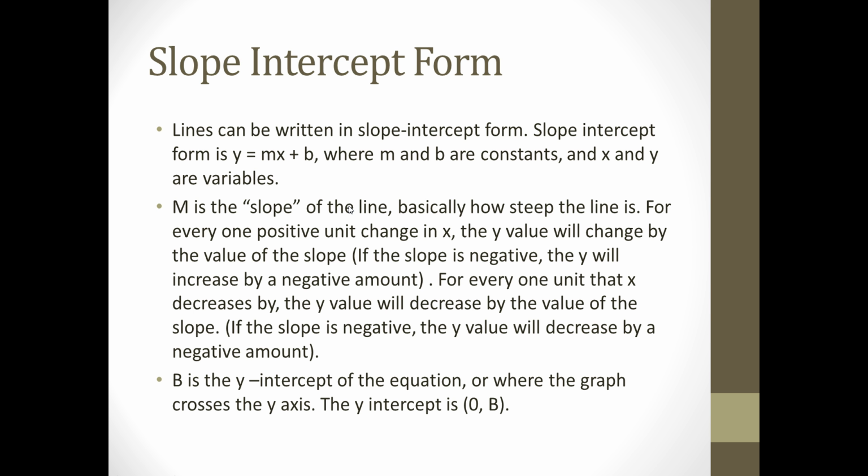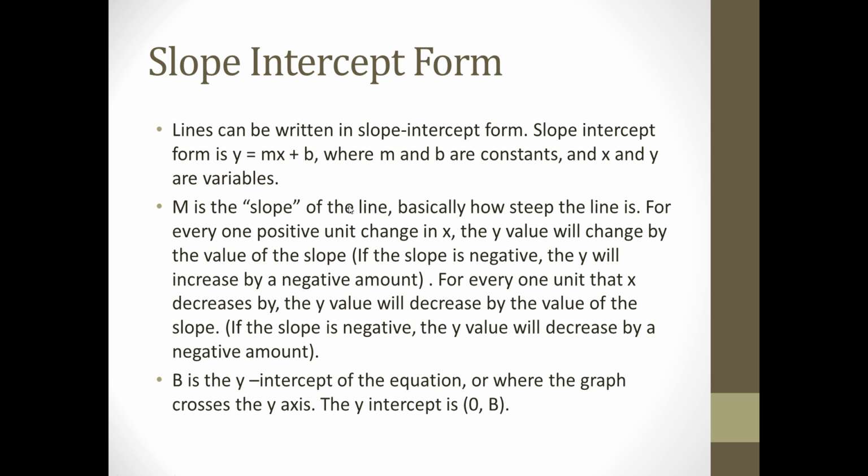There's a different chapter on this later on, and this is just a summary for slope. I'll go into more depth, so don't worry about it if you don't understand it right now. And b is the y-intercept, or where the graph crosses the y-axis. So the y-intercept is (0, b).